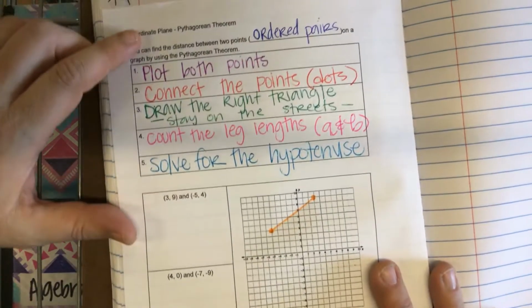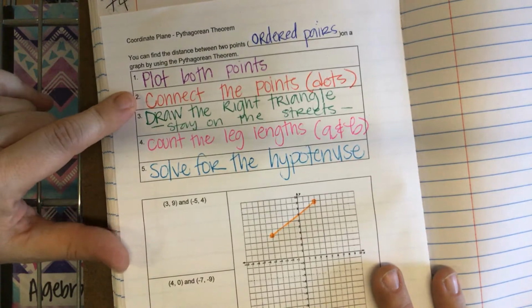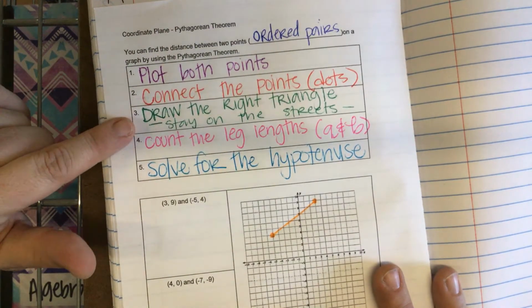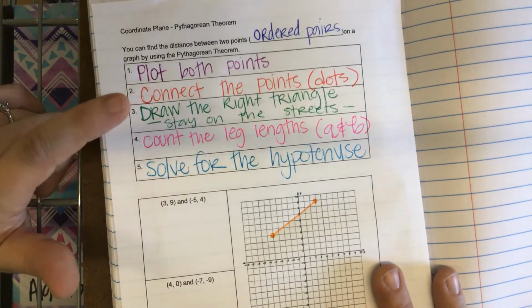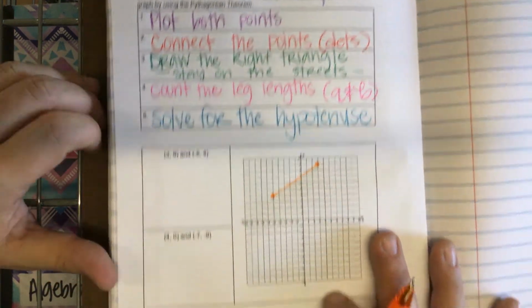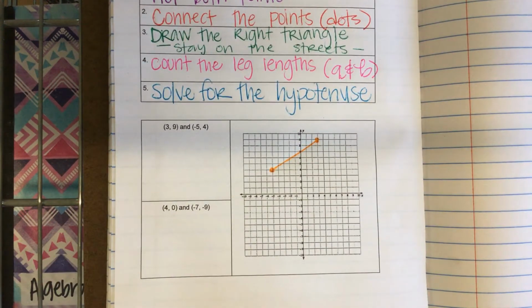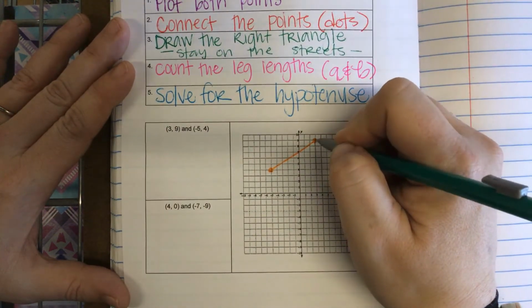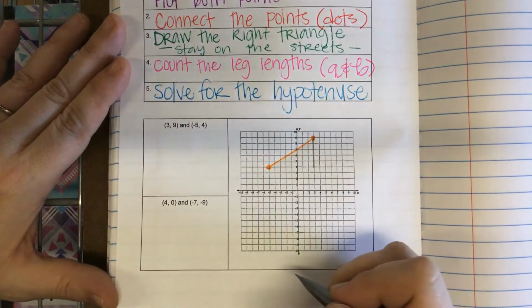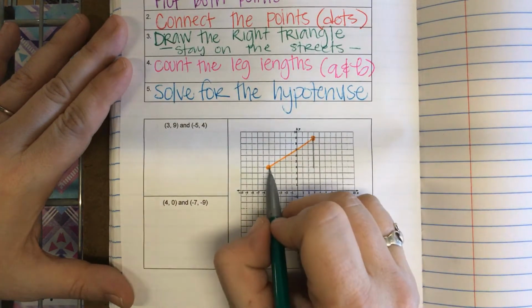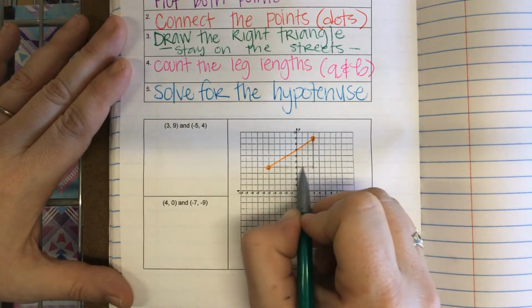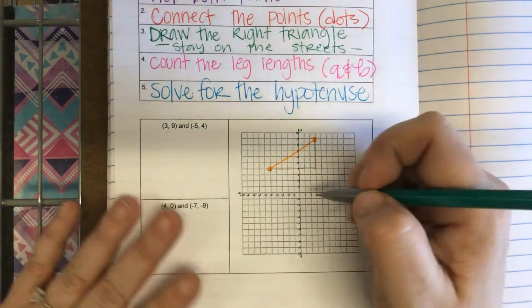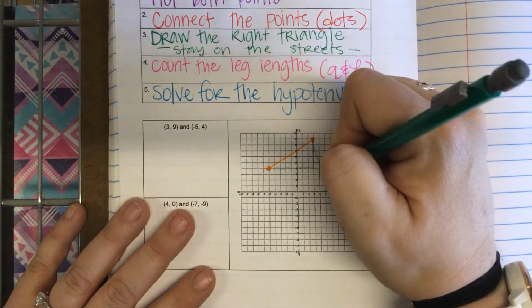So step number 1 is to plot both points. Step number 2 is to connect the points. Step 3 is to draw the triangle, and it says stay on the streets. And I'm going to do this in pencil so that I can erase it. What I mean by stay on the streets is go straight up and down, vertical, and straight side to side, horizontal. That's what I want.